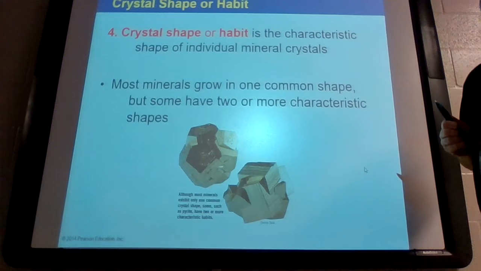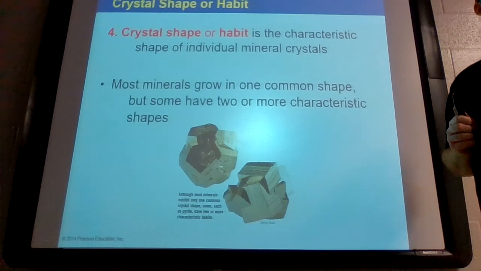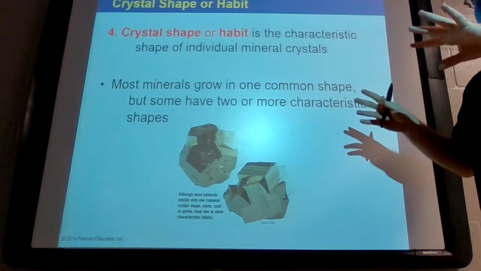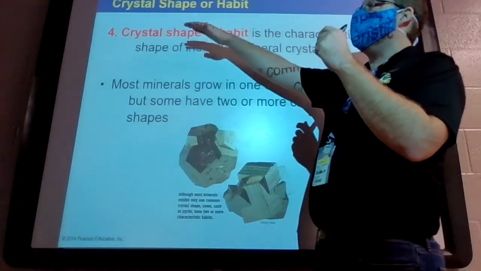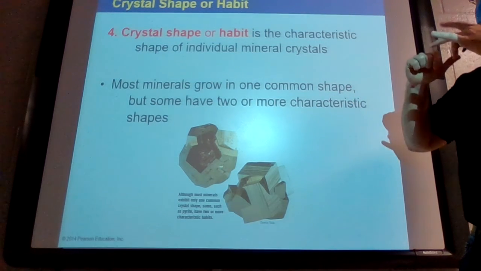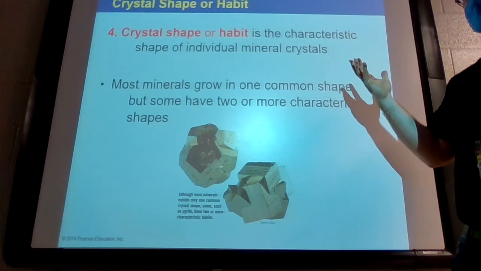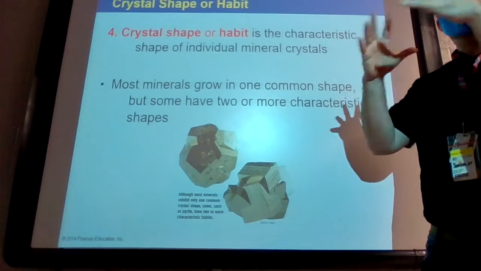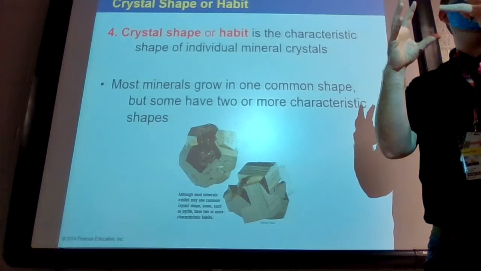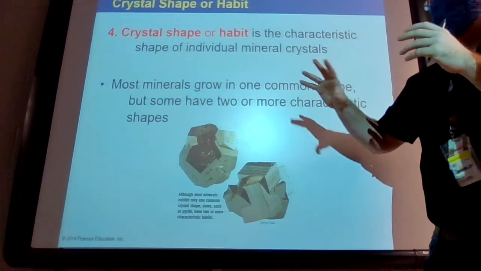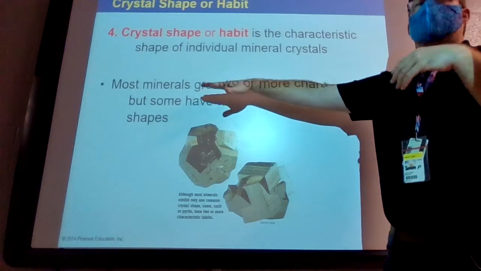Now, crystal shape and habit. When we get to cleavage, you'll see that it is sometimes difficult to see the difference between a crystal shape and what is cleavage. They're both made from the same concept, which is that these form from the way that the atoms connect together on the molecular level. Cleavage is when they break apart. Crystal habit or shape is actually how they grow together.